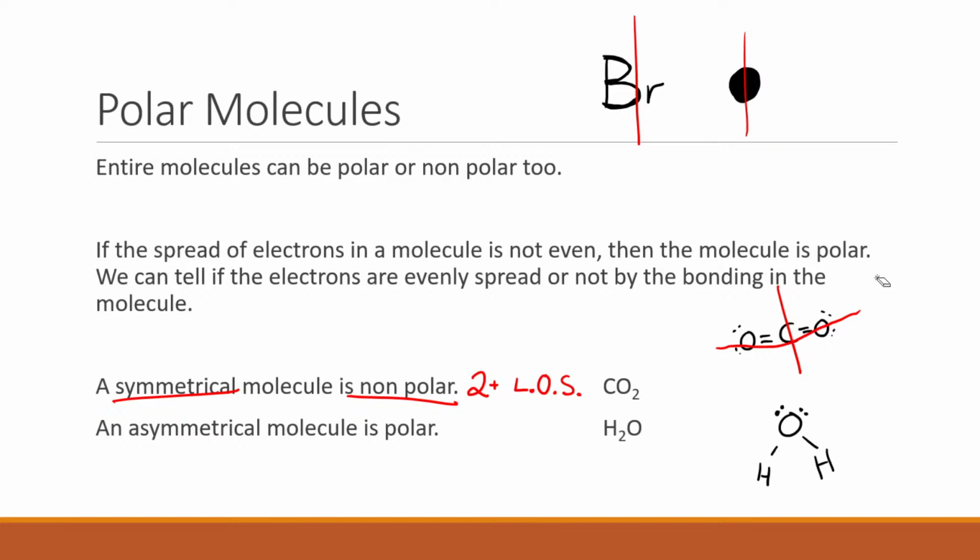Oh, that was worse. That was way worse than the first one. I get these two lines of symmetry in carbon dioxide. And once I see that there's two, I know that it is a nonpolar molecule.